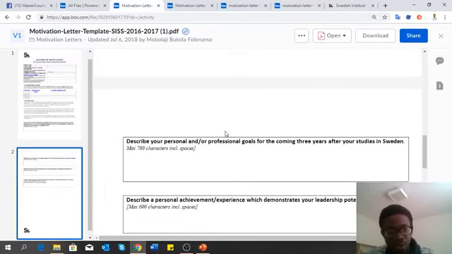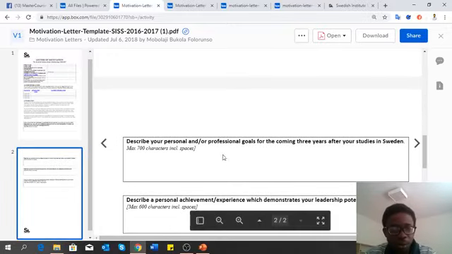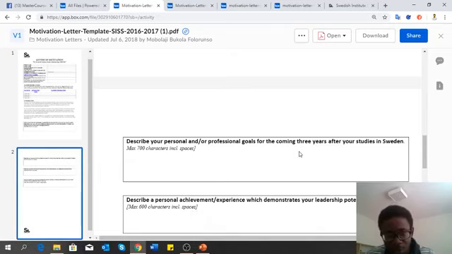Now, look at the second one. It says, describe your professional goals for the coming 3 years after your studies. So what are they trying to know here? They're trying to know your goals. They want to know if you are really serious about addressing this problem in your country, that you are not just being wishy-washy, just wishing that this is what you want to do. They want to know about your goals and your ambitions.